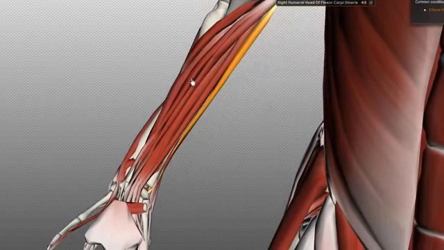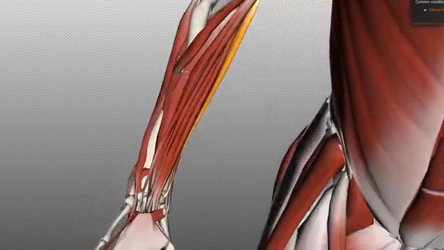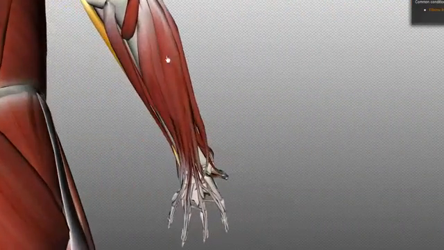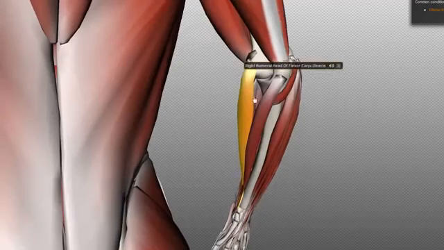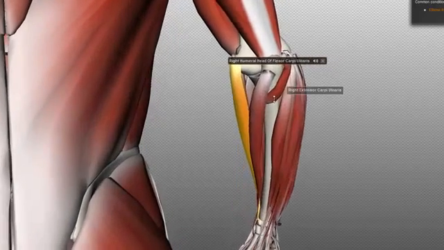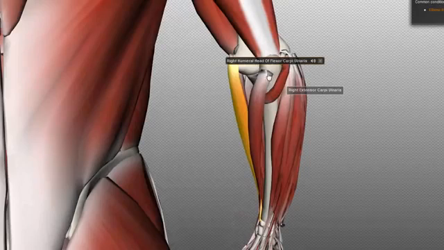So this muscle actually has two heads. I'll just rotate this model around. And you can see one head inserting on the medial epicondyle of the humerus and the other head inserting posteriorly on the ulna and at the olecranon. So it's got two heads, the flexor carpi ulnaris.